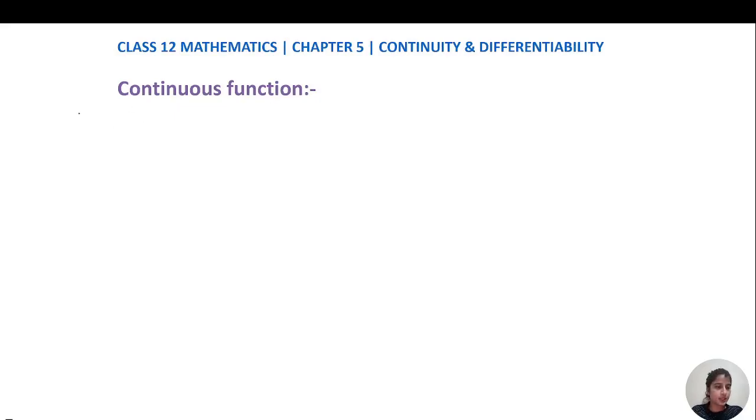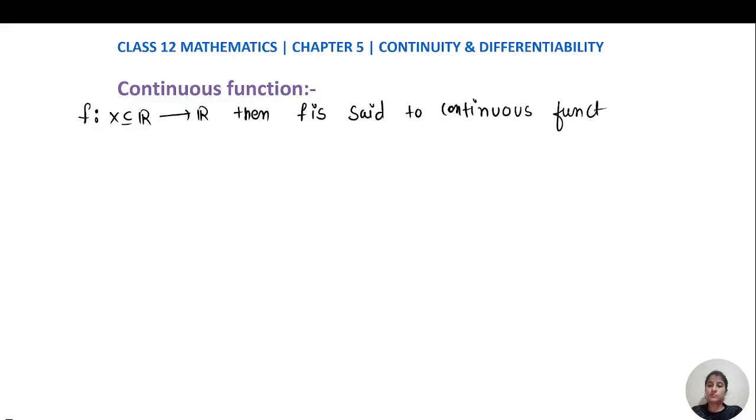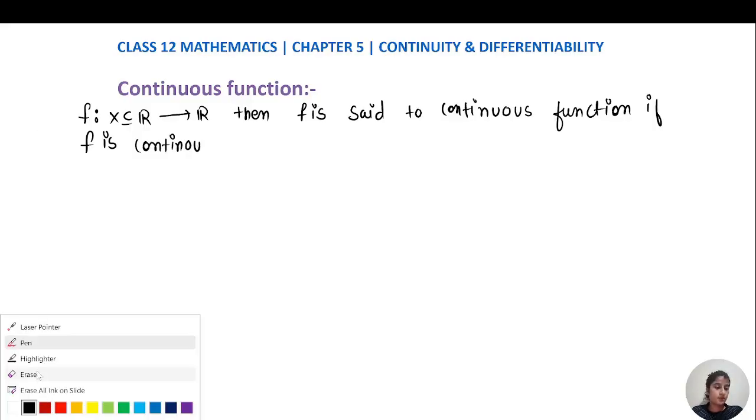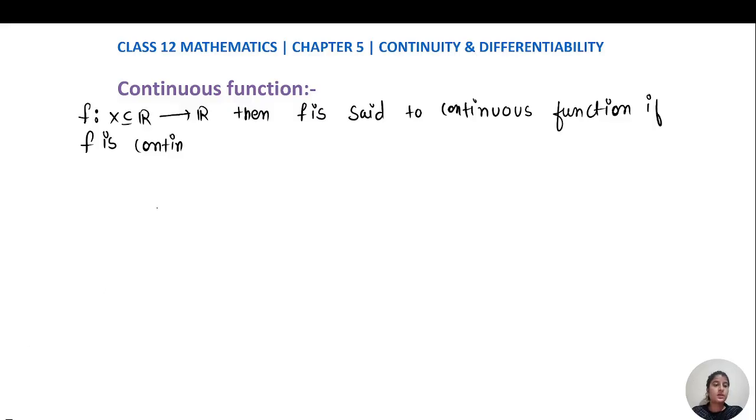Now we will define a continuous function. What is a continuous function? Suppose f is a real valued function, from a subset X of R to R. Then f is said to be a continuous function if f is continuous at all points in its domain. This is just the normal definition. The function is said to be continuous when it is continuous at all its points.